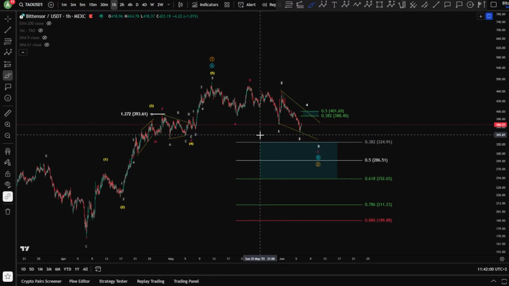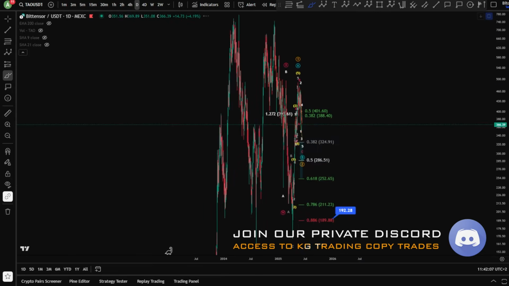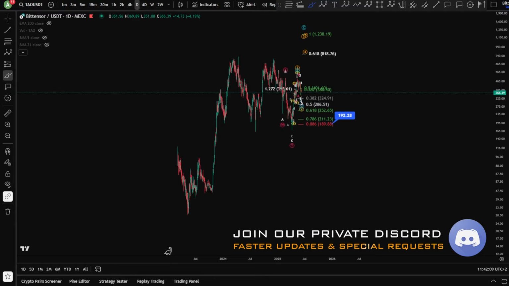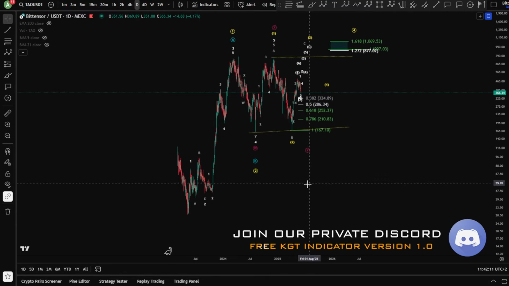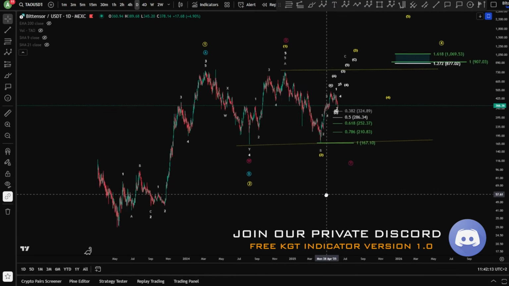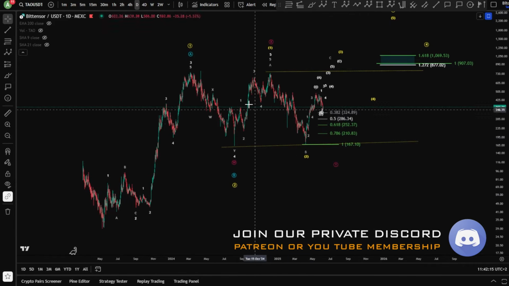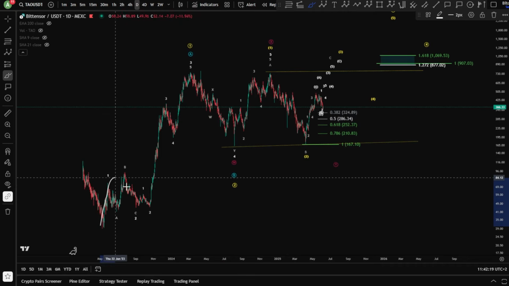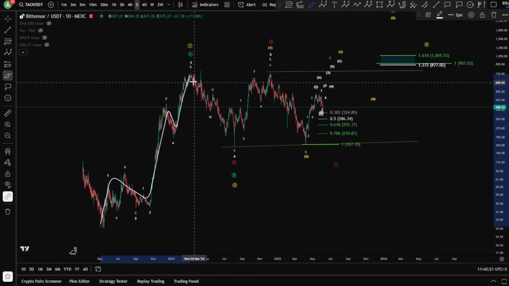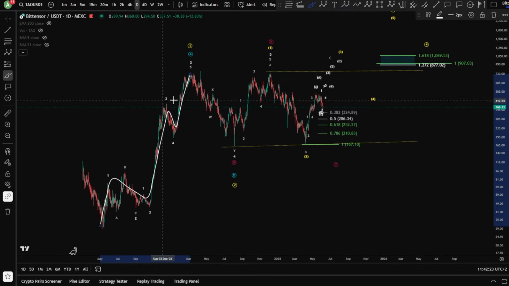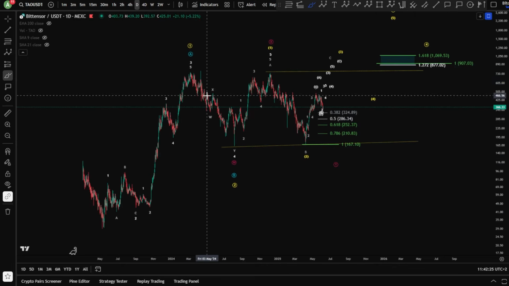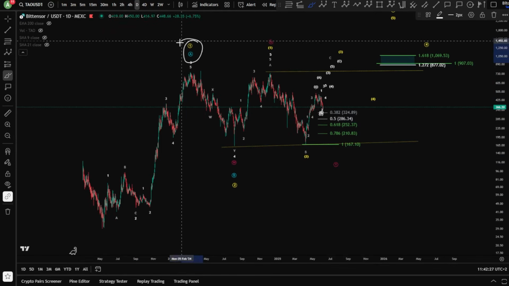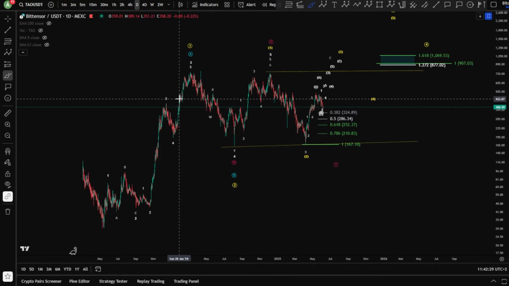Now, if we take a look at the daily scenario, what it might be. On the daily for TAO, it is a little bit complicated here in this area, but I'm gonna explain what is going on. So basically, we have started with an impulse. That is a perfect start for TAO, where you have an impulse 1, 2, 3, 4, and a 5, where you have finished also potentially wave A or a wave 1.